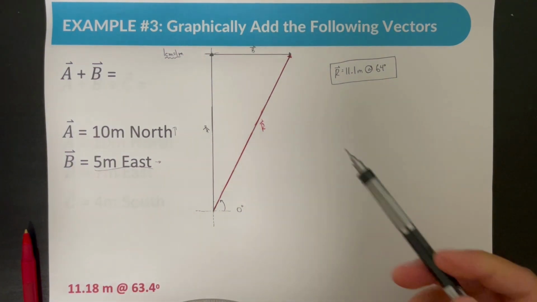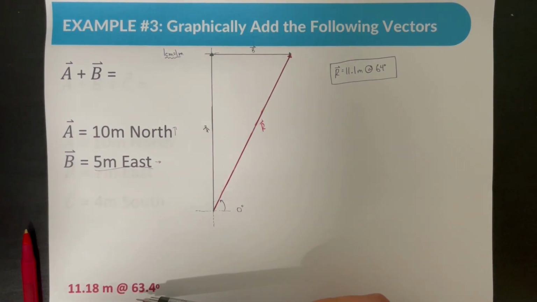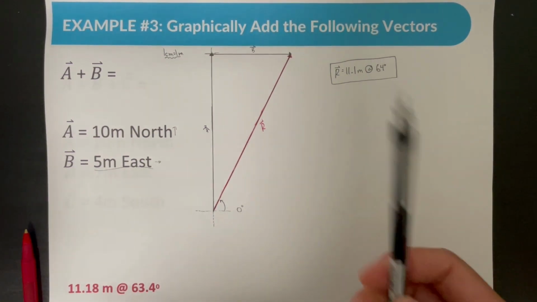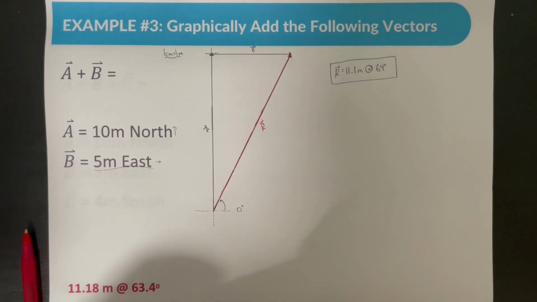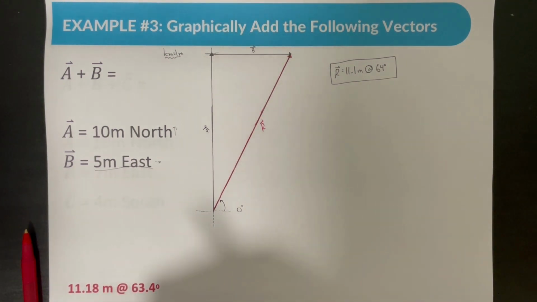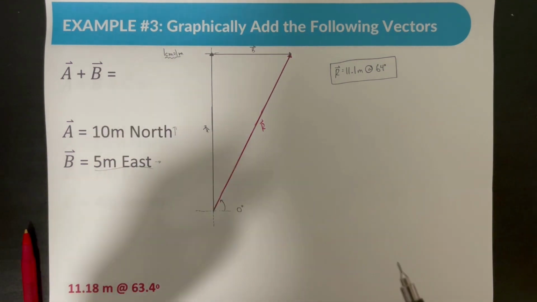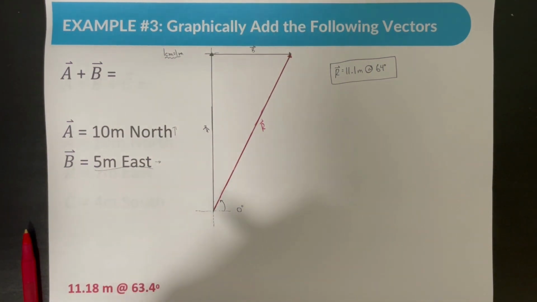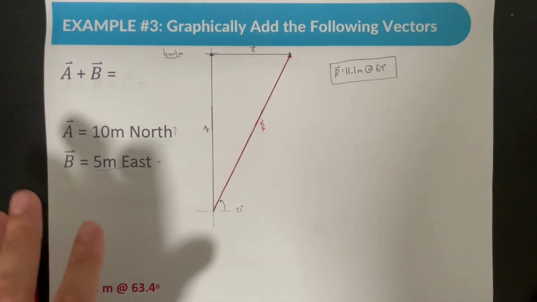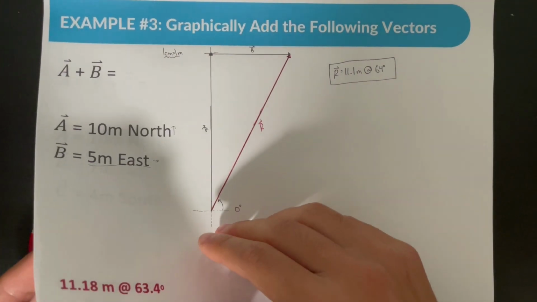Okay, what you can tell is the actual answer here, if we did it mathematically, which we'll show later on, is 11.18 meters at 63.4 degrees. So pretty close, not exact, and there's just error there with my measurements and different things like that. However, I would say that it would be good to get within 10 to 20%. I guess 20% is maybe too much, 10 to 15% of what the actual is. Okay. Let's move on. So far, so good.